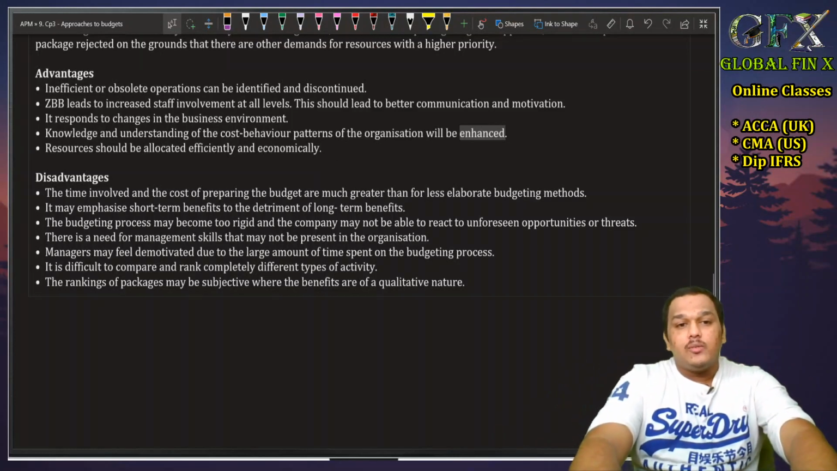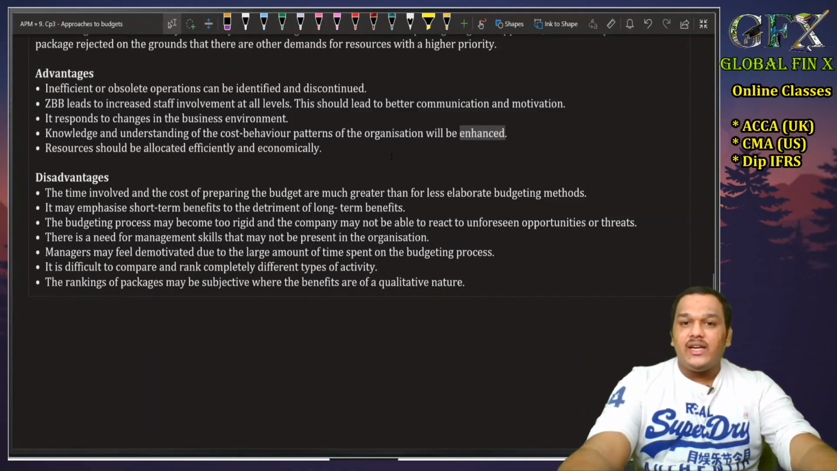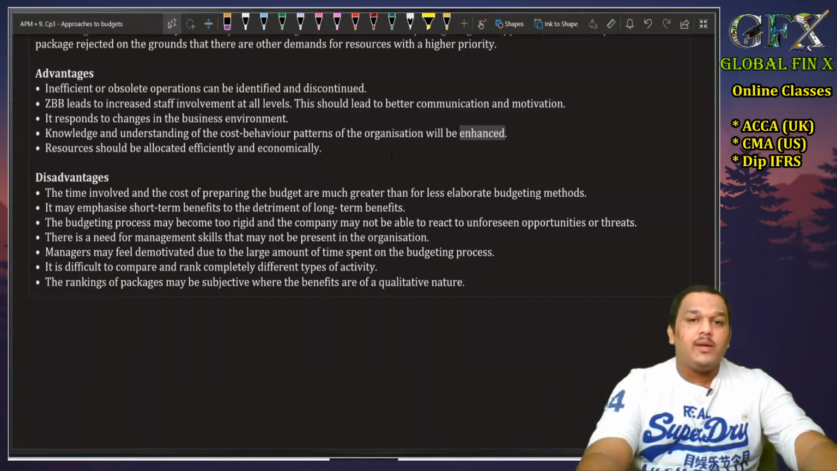And resources should be allocated efficiently and economically, because you are starting from scratch. Every time you are careful not to allocate too much budget to anybody.